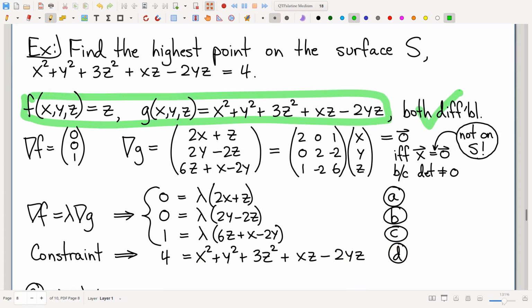Notice they're both differentiable. Boom, I just scored 1, maybe 2 points, possibly 3, depending on how the rest of the question goes. Easy money. Take your free points, right? Okay, but you do have to do that.